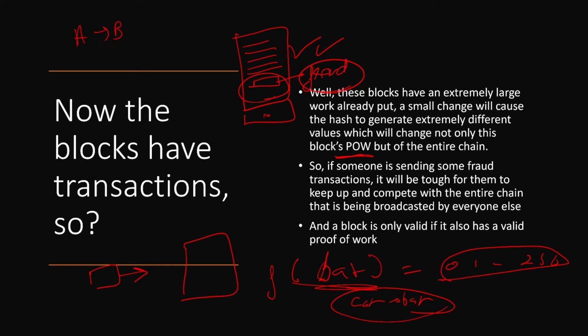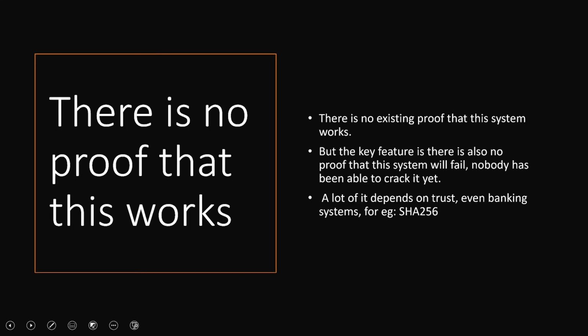So let's say A wants to defraud B with a particular transaction and he adds a transaction over here, while the other 26 people will also be broadcasting their ledgers and finding their own proof of work. A might get lucky once or twice, but he would have to beat them every single time to keep this block relevant. And a block is only valid if it has its own proof of work, so it will be very tough for A to keep this up for very long. So basically there is no proof that this system entirely works, but the key feature is that you can prove that this does not fail.